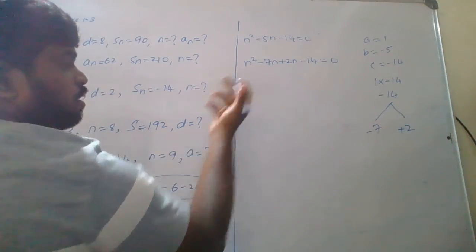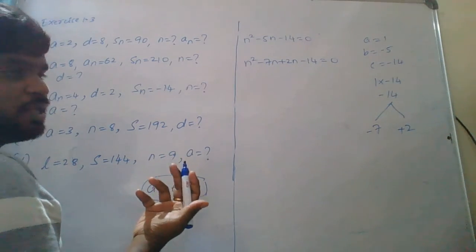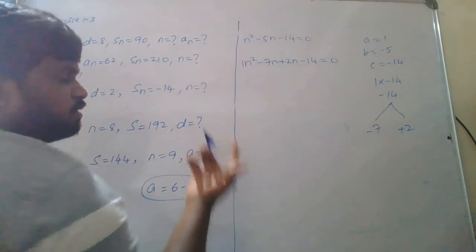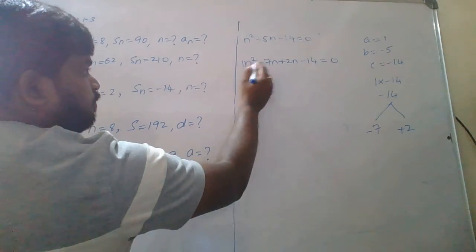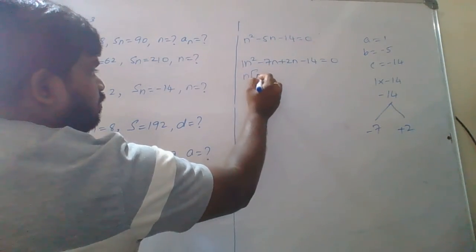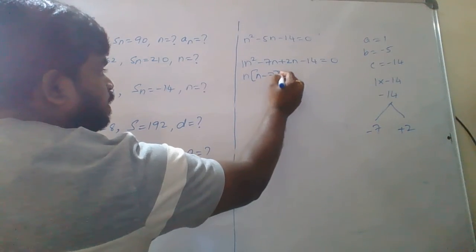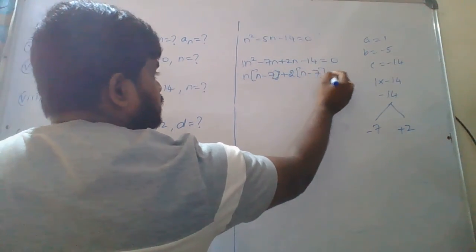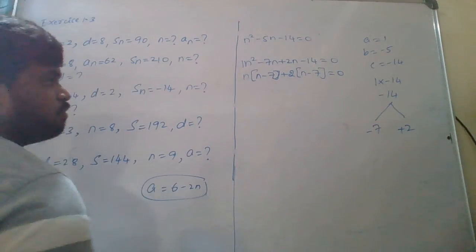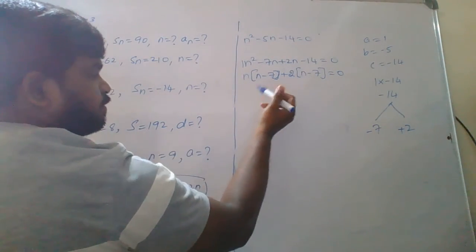Between these two, out of the numbers there is nothing common, because here it is 1 and 7. You can just take 1 as common, or you can just leave it. Between n square and minus 7n, n is common, so we'll be left with n minus 7. Between 2n and 14, 2 is common, so we'll be left with n minus 7 itself. Because 2 7s is 14, right? That's why we have written 7.